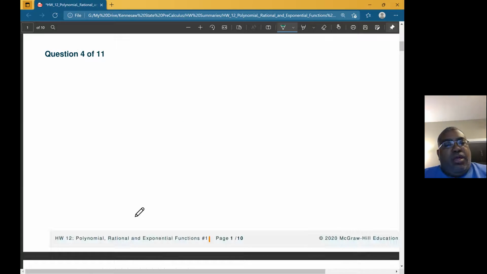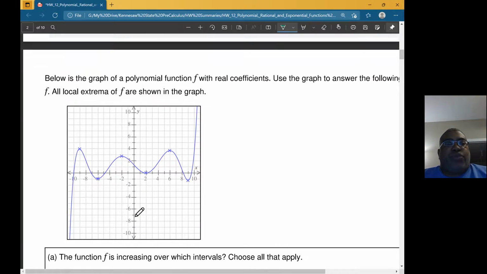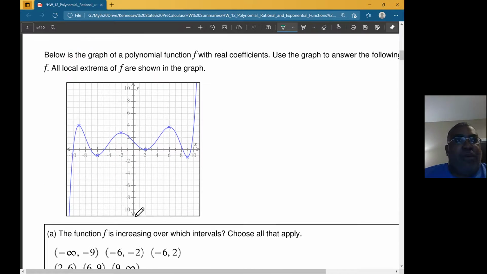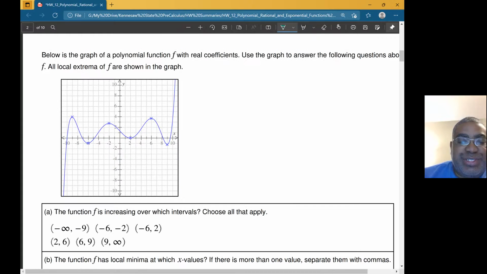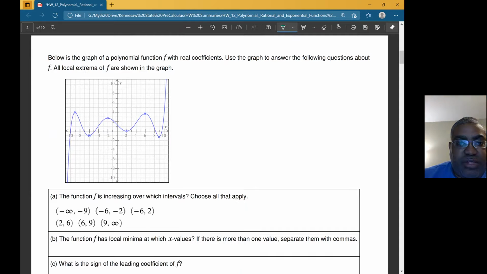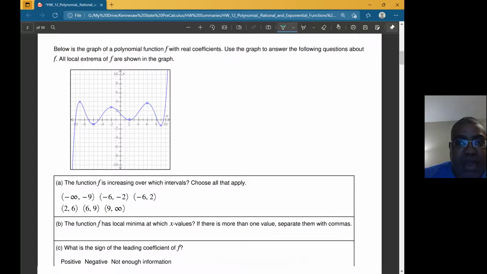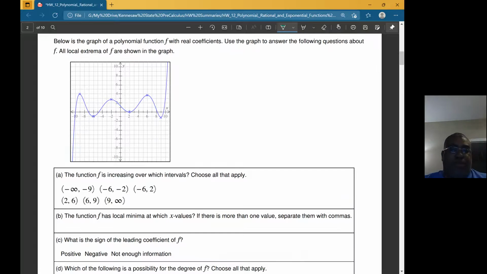Okay. So number 4, we have a graph here, and they want us to find out some information about it. So let's just zoom out so we can actually see all of this stuff. So first, the function f is increasing over which intervals? The intervals are x values. Again, the intervals are x values.